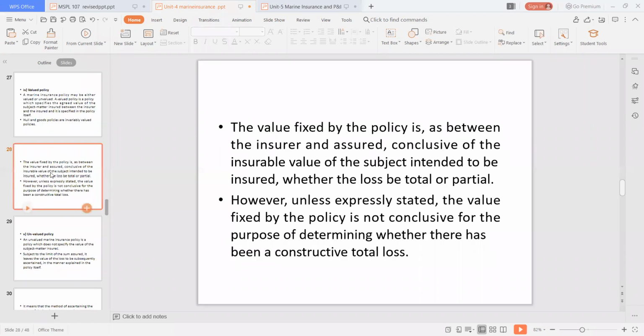The value fixed by the policy is, as between the insurer and assured, conclusive of the insurable value of the subject intended to be insured, whether the loss be total or partial. However, unless explicitly stated, the value fixed by the policy is not conclusive for the purpose of determining whether there has been a constructive total loss. So loss may be total or partial.